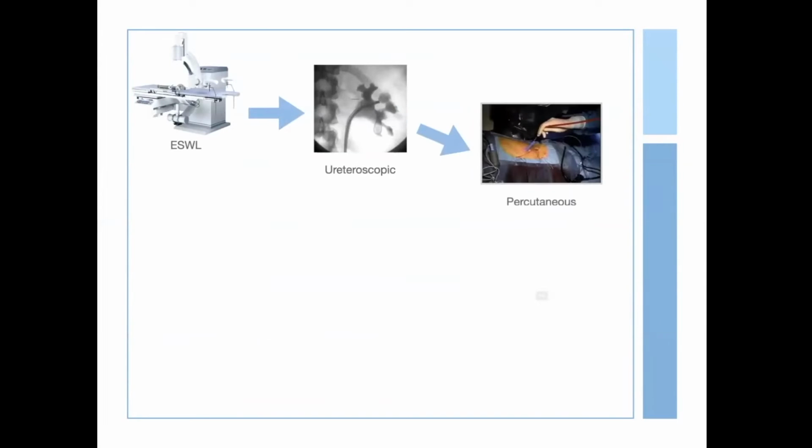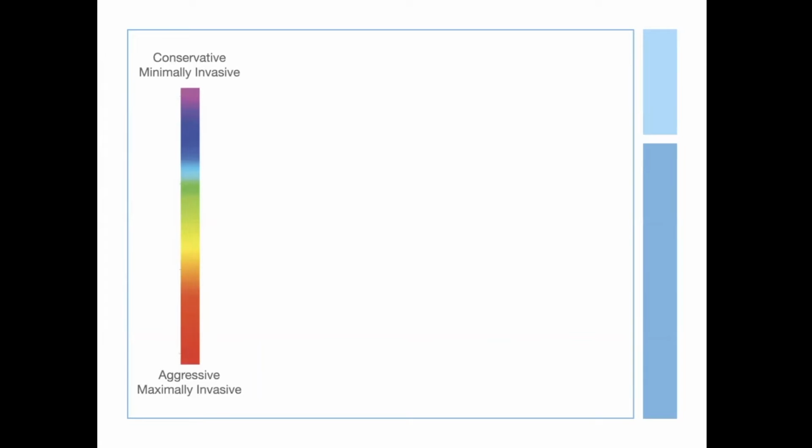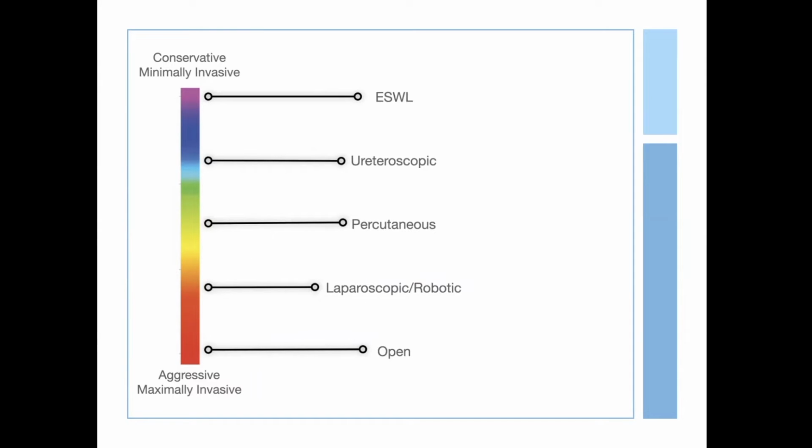So we've all watched this expansion of minimally invasive surgery and endourology, from shockwave lithotripsy to ureteroscopy and percutaneous surgery through laparoscopic and robotic surgery. Well, we can think about the treatment approaches for these diverticular stones along a spectrum, from minimally invasive and conservative approaches to maximally invasive and aggressive approaches. Shockwave lithotripsy obviously is probably the most conservative and minimally invasive approach, with open surgery being the most aggressive and maximally invasive approach.